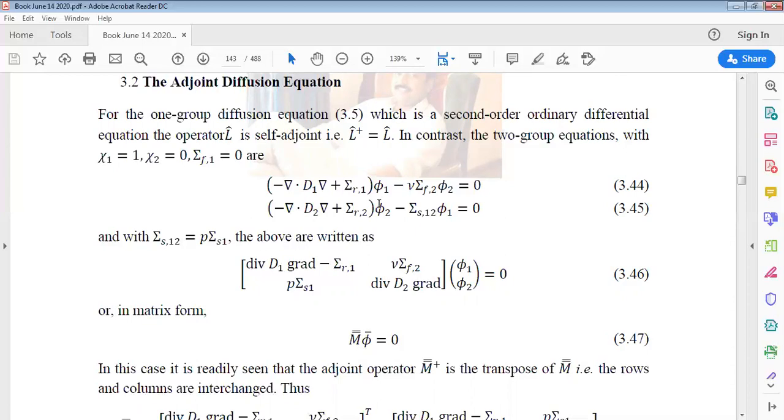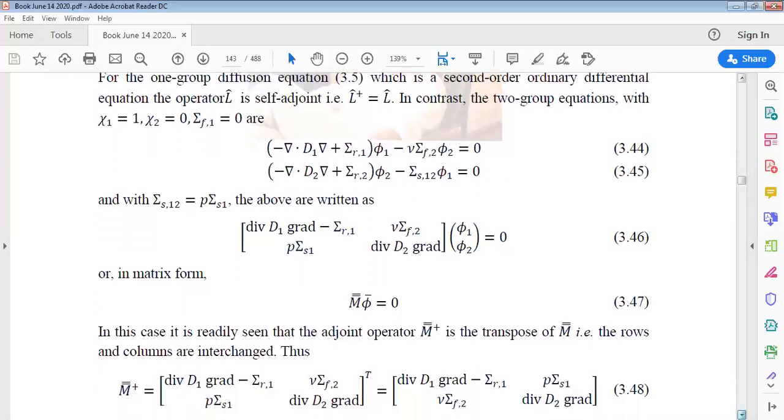So in contrast, the two group equations, now I'm saying that fission takes place in both groups and they appear in the fast group and they do not appear in the thermal group. So then this becomes the two equations, which I can write in matrix form like this, putting these two over here. Now what you see over here is a div times a grad. So in matrix form, can I write it as M, a 2 by 2 matrix with these operators, multiplying on a vector phi, which is the fast and the thermal flux.